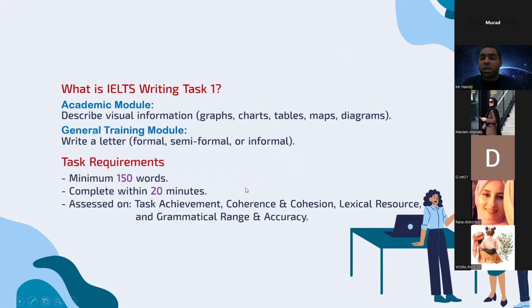Okay, what are the task requirements? As Mr. Muhammad mentioned with you before, you have to write in this task about 150 words, and the duration is about 20 minutes. You will have just 20 minutes. Okay, and you will be assessed on task achievement, coherence and cohesion, lexical resources, and grammatical range and accuracy. This is the way that the examiners will assess you and give you a score.